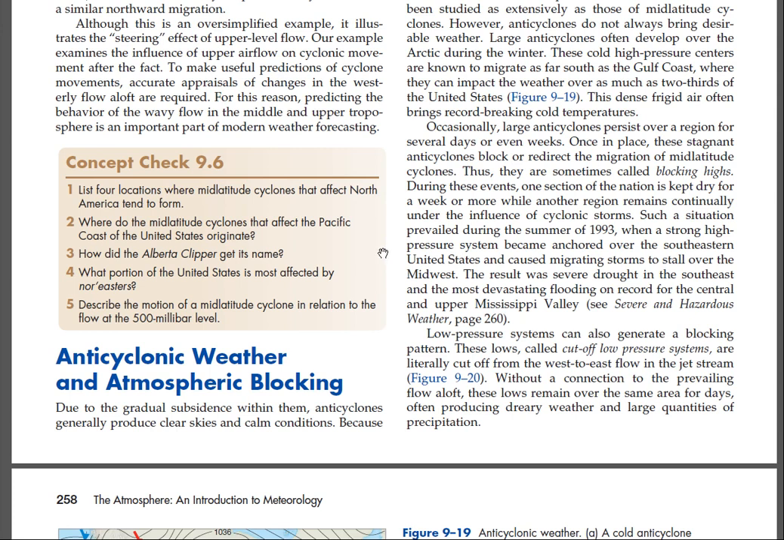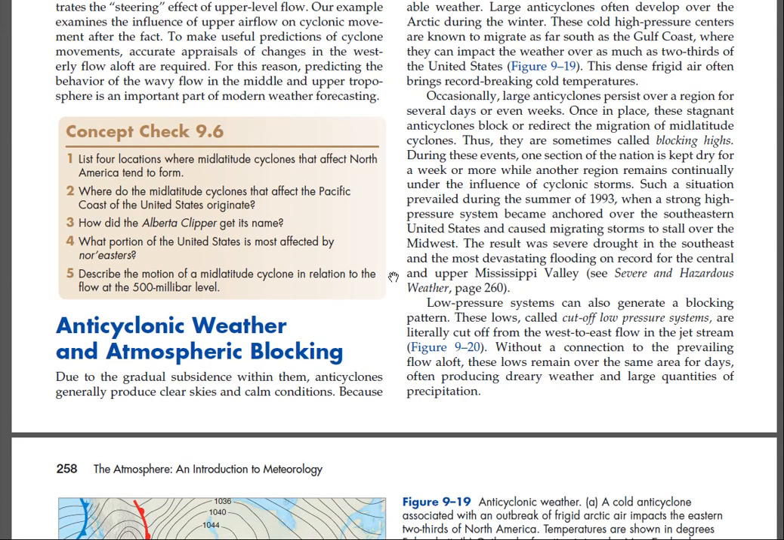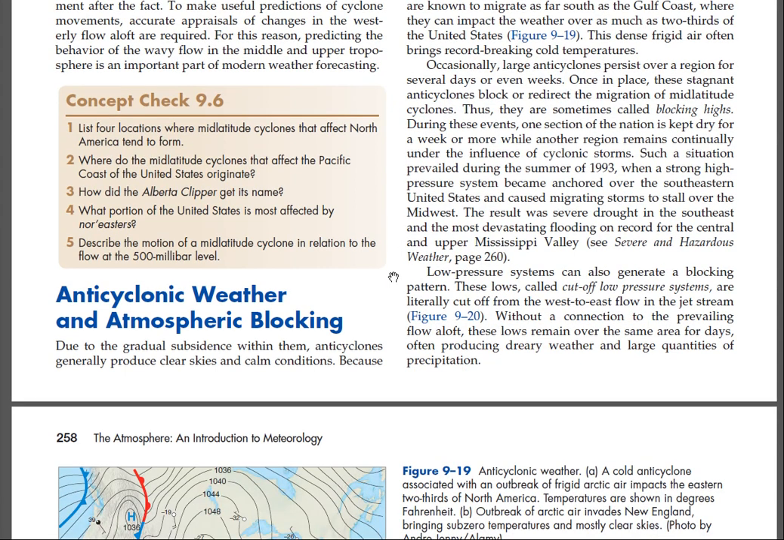Such a situation prevailed during the summer of 1993, when a strong high-pressure system became anchored over the southeastern United States and caused migrating storms to stall over the Midwest. The result was severe drought in the southeast and the most devastating flooding on record for the central and upper Mississippi Valley. See Severe and Hazardous Weather, page 260.